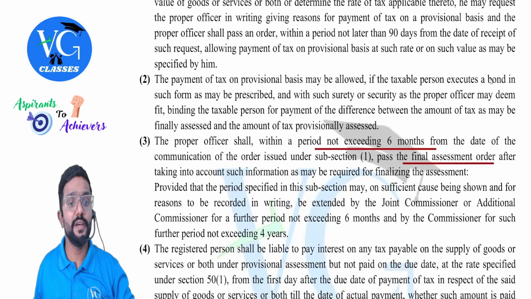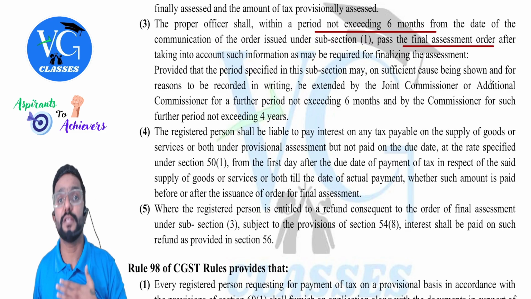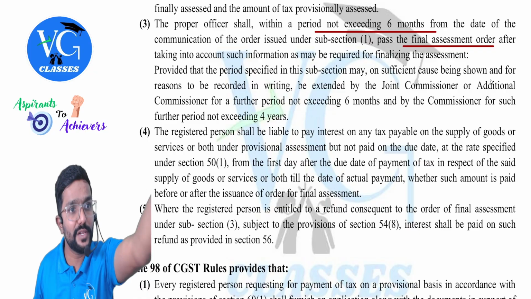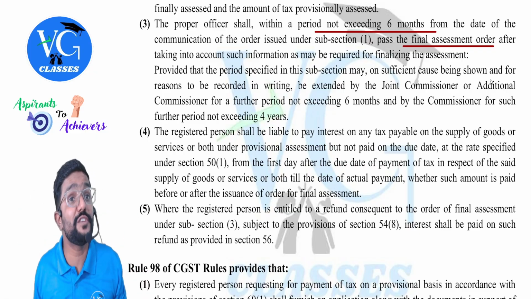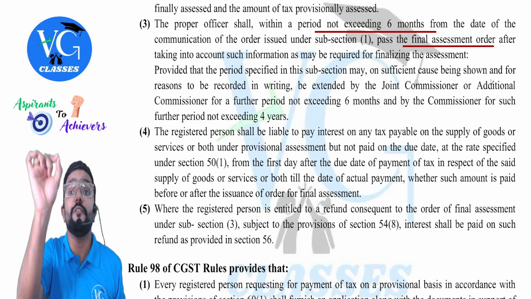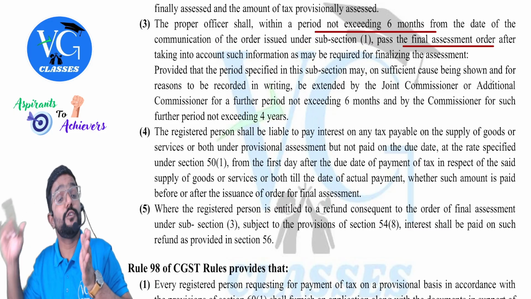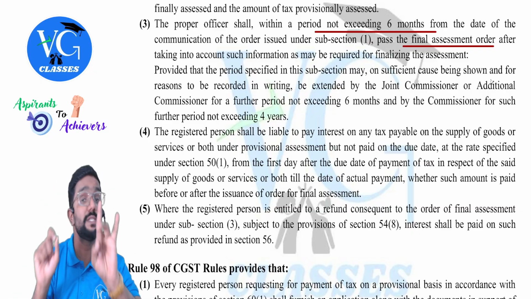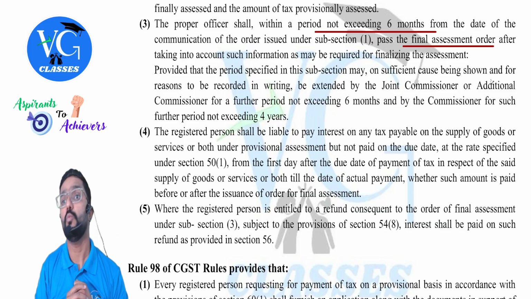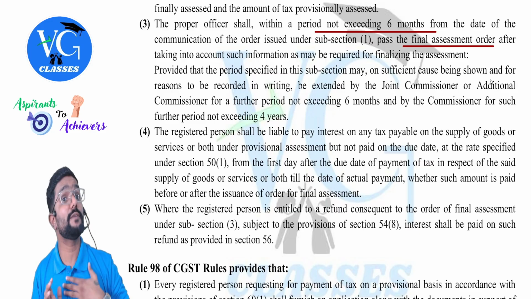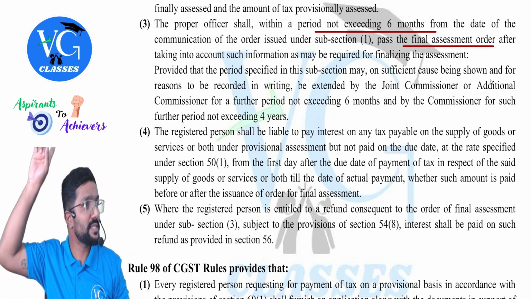What is the final order, which we are learning in subsection 3. I repeat, please listen. Who made a request for provisional assessment? Registered person. Once the proper officer, assume you are the proper officer, you received the request from me. Within how many days you should allow me to pay tax under provisional assessment? 90 days. That is provisional order as per subsection 1. Once you pass provisional order, how much time you have to pass final order? 6 months. So 6 months has to be counted after you pass provisional order as per subsection 1. Please be careful. 6 months is not from the day I made an application. 6 months is from the day you made provisional order as per subsection 1.